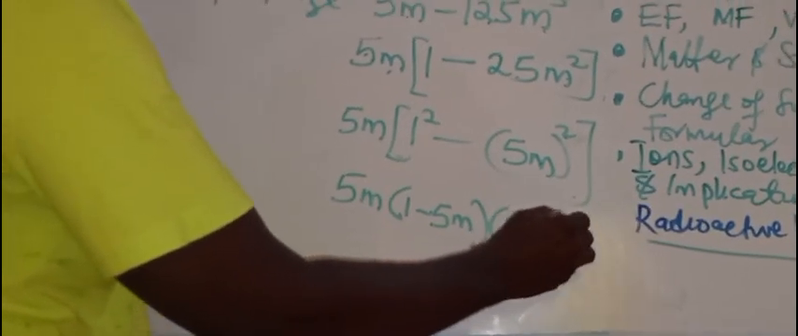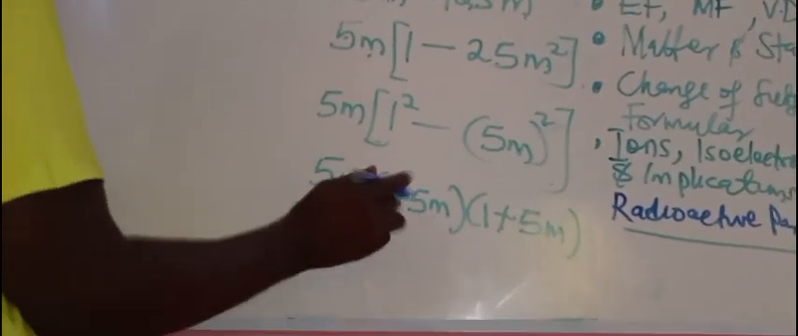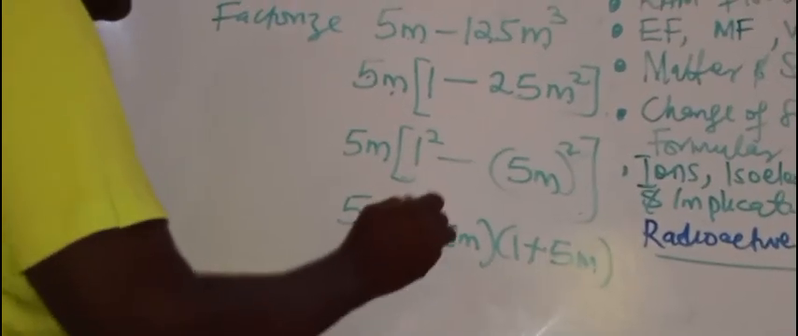Then into 1 plus 5m. One will be positive, one will be negative. You can decide to make this one positive first. Just make sure that one is positive and one is negative. And that is the answer. Okay, so these are the factors of this problem.